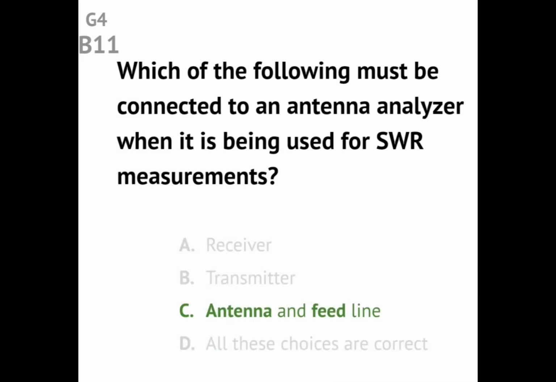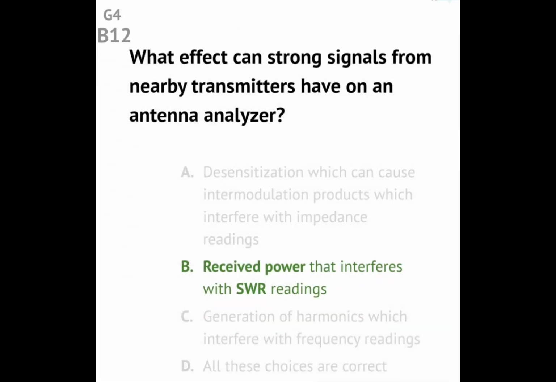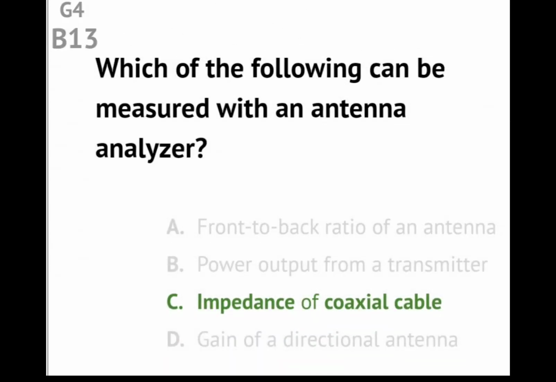Question G4B11. Which of the following must be connected to an antenna analyzer when it's being used for SWR measurements? Answer: antenna and feed line. Question G4B12. What effect can strong signals from nearby transmitters have on an antenna analyzer? Answer: receiver power that interferes with SWR readings. Question G4B13. Which of the following can be measured with an antenna analyzer? Answer: impedance of coaxial cable.